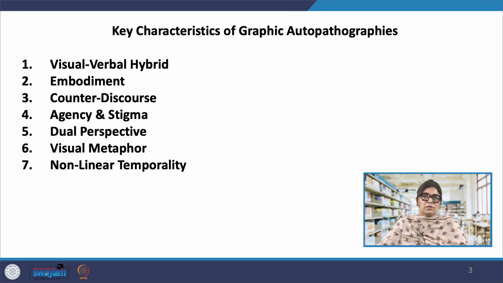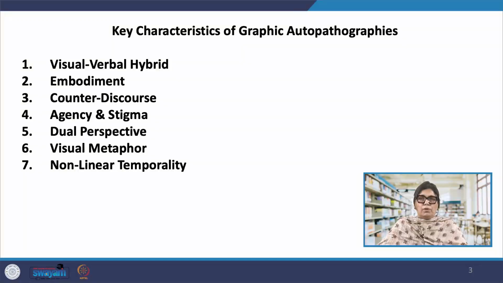Fifth is dual perspective. Creators often depict two versions of themselves simultaneously. The narrator, the current self telling the story, often in captions, and the narrated, the past self experiencing the illness, shown in the drawings. Sixth, visual metaphors: abstract feelings like pain, anxiety, or depression are transformed into concrete images. For example, depression represented as a black dog or a blanket of darkness.